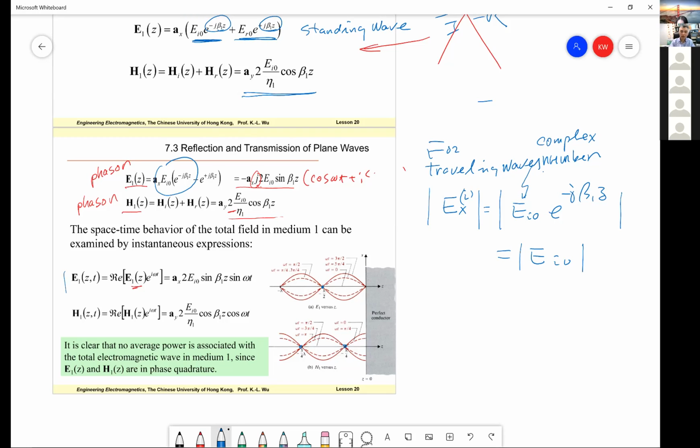For a standing wave, if you take the magnitude, not including the polarization direction, we already see here that the magnitude is a function of location. This is a very distinct identity to distinguish a traveling wave and a standing wave.